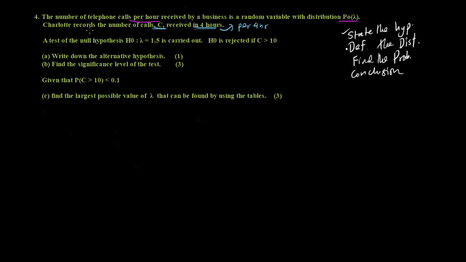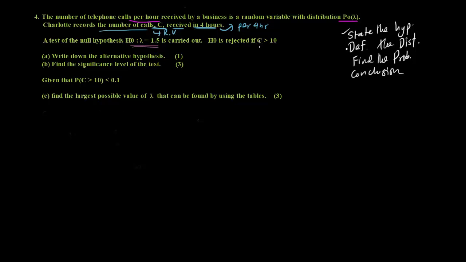So, and the random variable is number of calls received. That is our random variable. Remember, that is C, and C is for per hour. Now the original information that we get from here is a test of the null hypothesis, lambda equals to 1.5. Remember, the original statement stating the hypothesis is always the first value of the parameter per hour. So this lambda 1.5 is for per hour. So this is the statement all the time.